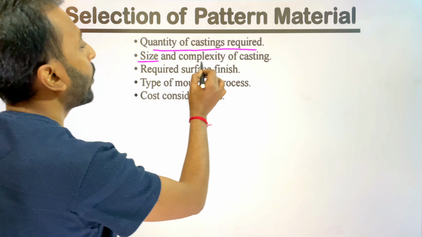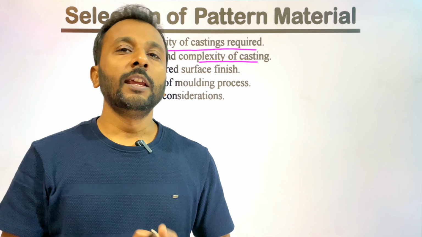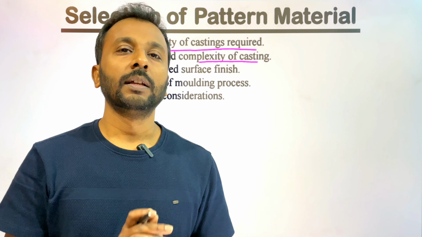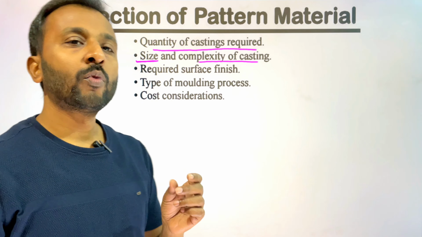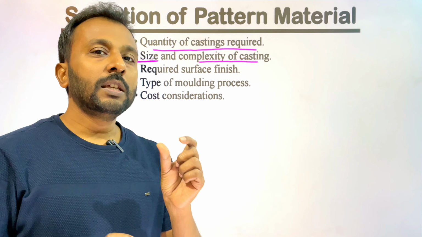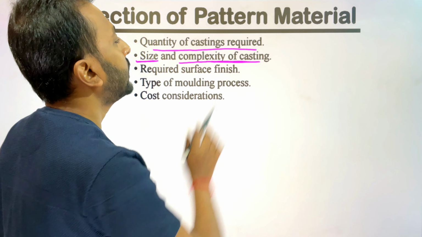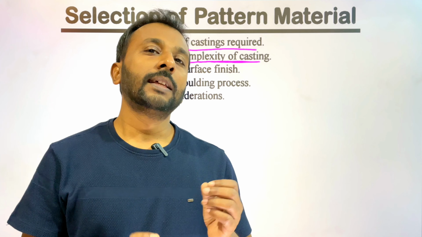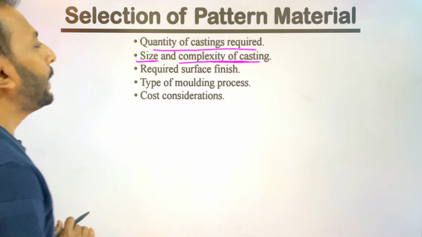Next, the size and complexity of casting. If the size is very big and I use metal, then it will be very costly and very heavy. So I will use plastic for very big size, and for small size it can be plastic also. But if it is very small, then I will use a wooden pattern. Also, it depends on the complexity of casting. If the complexity of casting is very high, then the metallic pattern is not suitable. The plastic or wooden pattern is very suitable for complex casting.